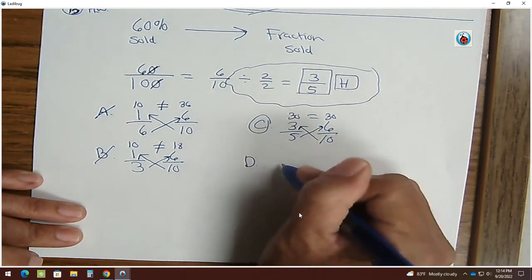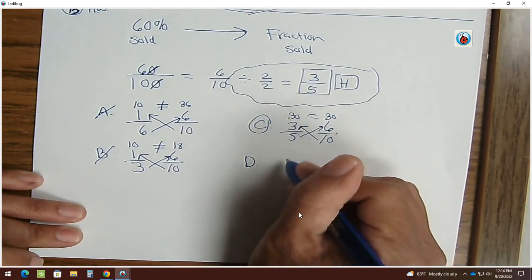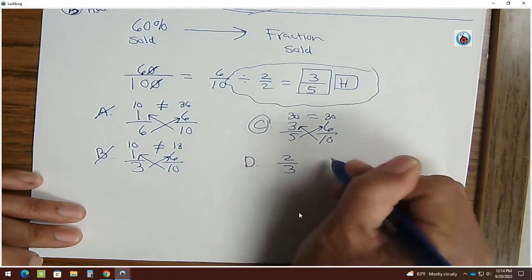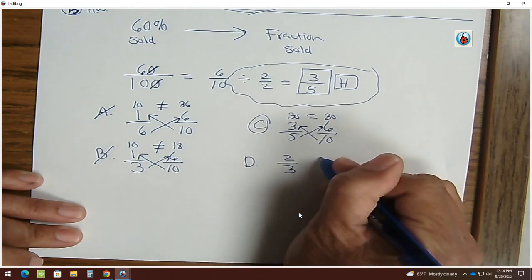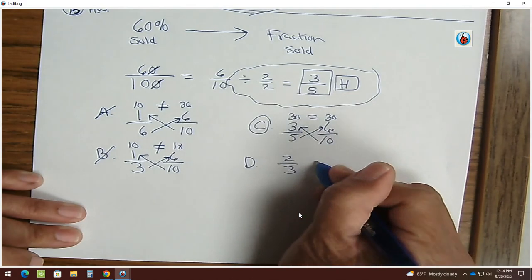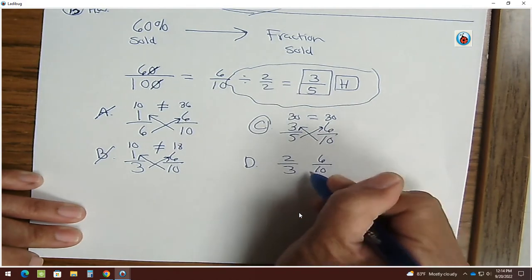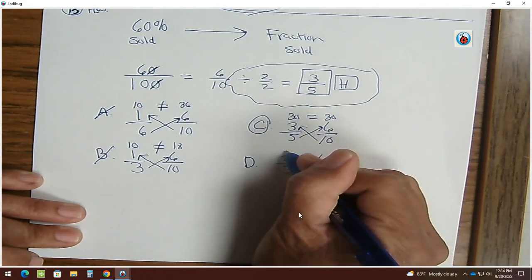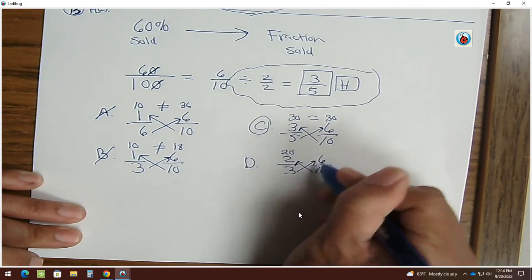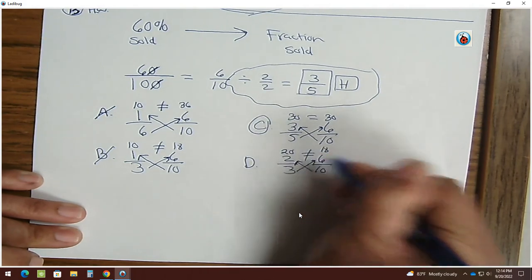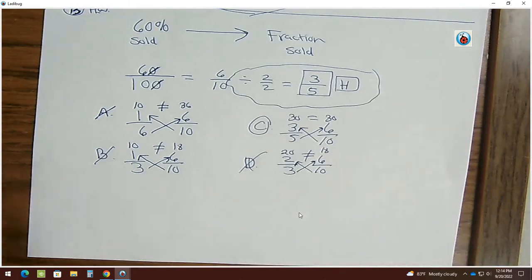D, just to make sure, what's the fraction there? 2/3. And the one that we have so far, our work, what's our answer? 6/10. 10 times 2? 40. 3 times 6? 50. Are they equal? No, they're not. So that's why that's another way to do it.